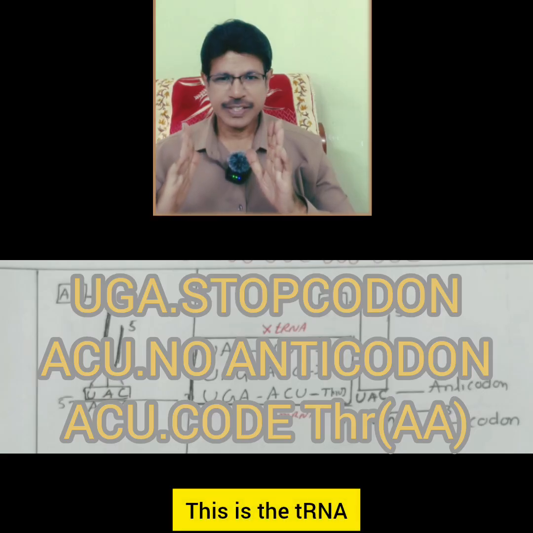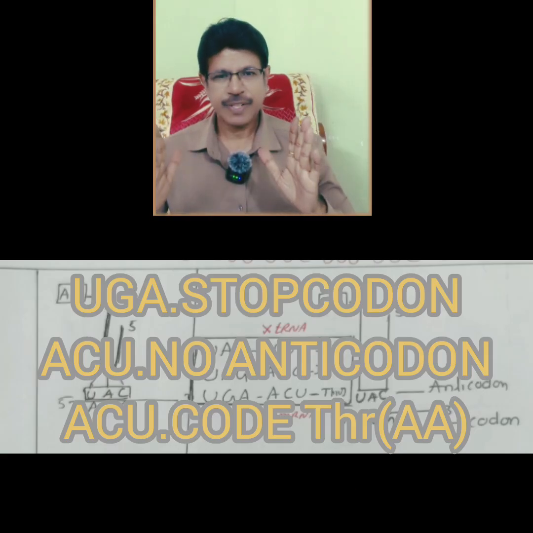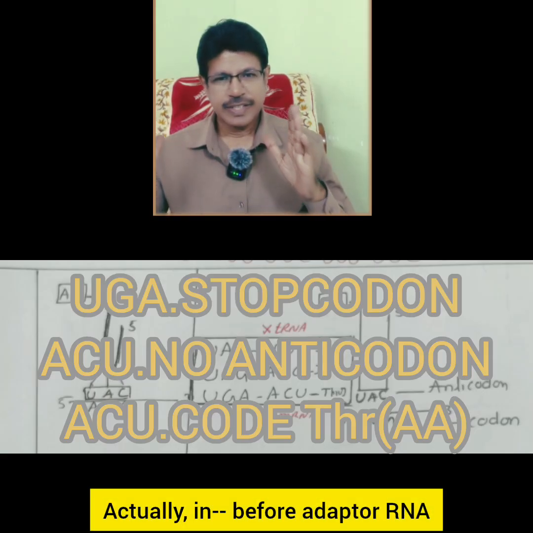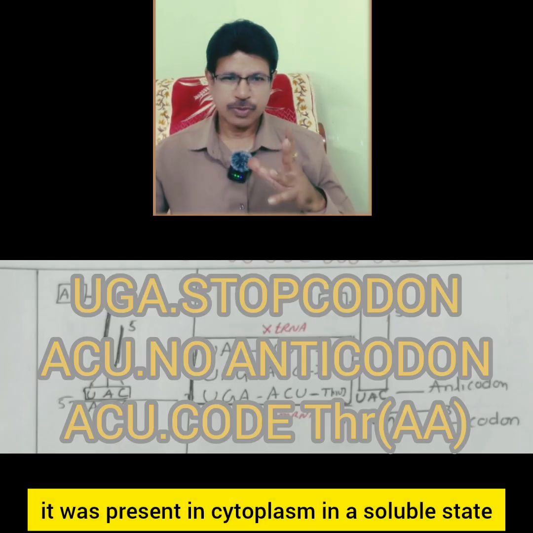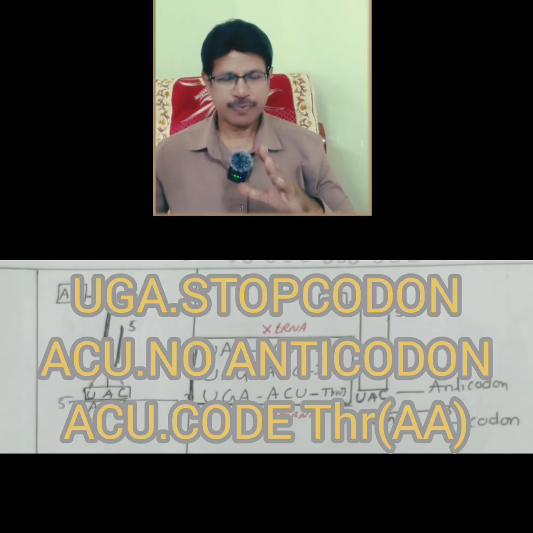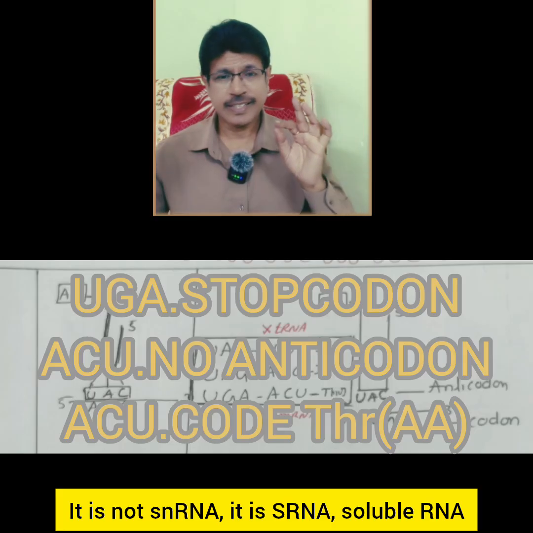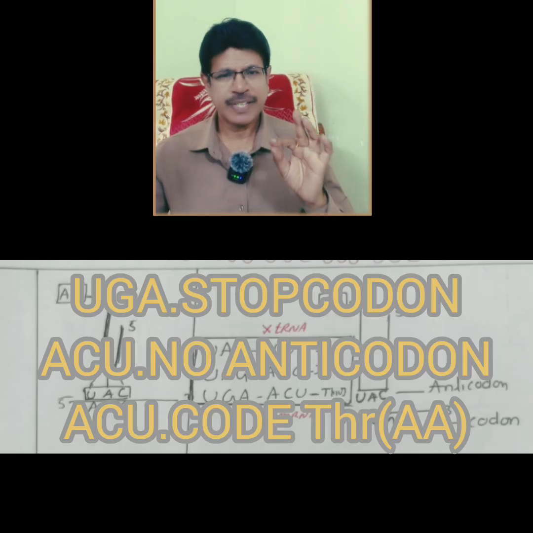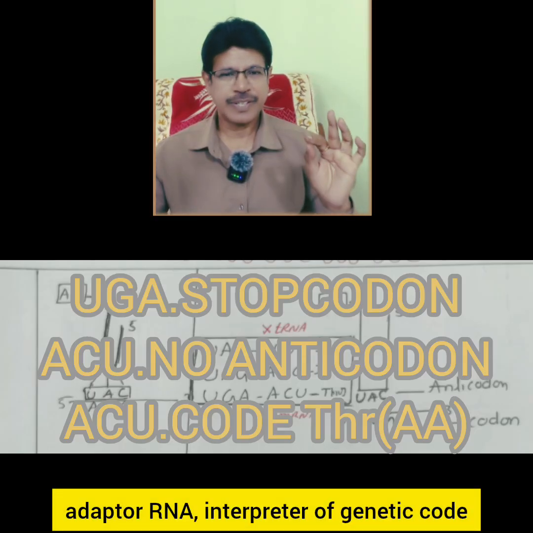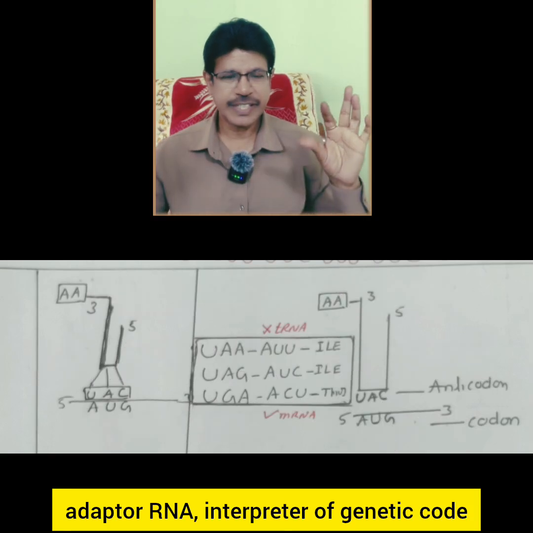This is tRNA, the adapter RNA. Before being called adapter RNA, it was known to be present in the cytoplasm in a soluble state. It was called sRNA, not snRNA, soluble RNA. tRNA: adapter RNA, interpreter of the genetic code.